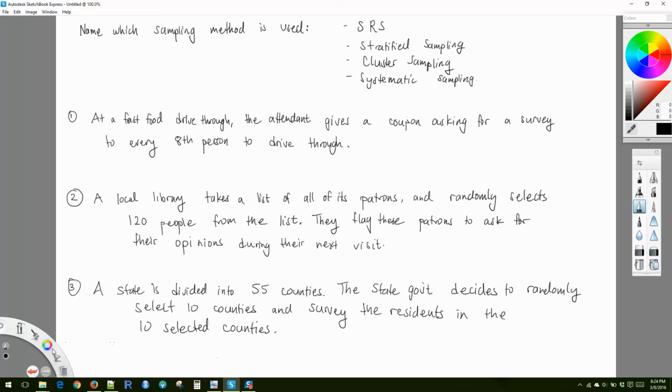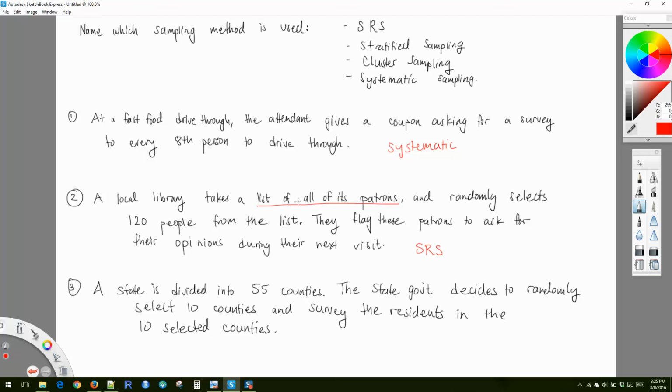Okay, let's look. So this first one, the fast food drive-through. We're going to give a survey to every 8th person to drive through. What's that? Systematic. Great. The local library. We've got a list of all of its patrons, and we're going to randomly select 20 people from that list, and then ask for their opinions during their next visit. This is going to be simple random sampling, because we're taking a list of all of its patrons.